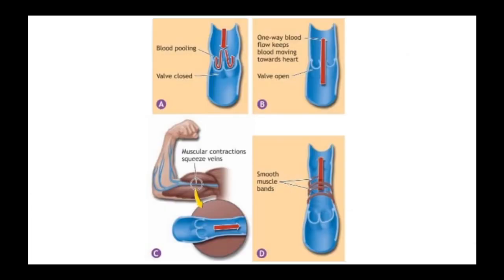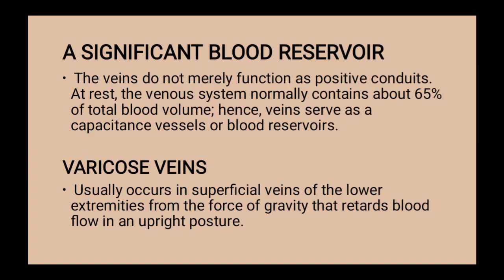This shows that the valves in the veins prevent the backflow of the blood but do not hinder the normal one-way flow of the blood. Blood moves through the veins by the action of nearby active muscle or contraction of smooth muscle bands within the veins. Veins are a significant blood reservoir; they do not merely function as passive conduits. At rest, the venous system normally contains about 65% of total blood volume. Hence, veins serve as capacitance vessels or blood reservoirs.